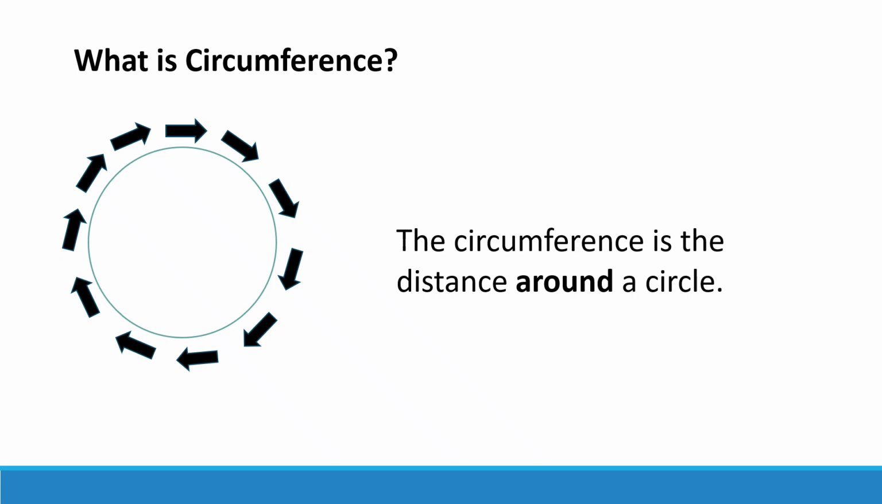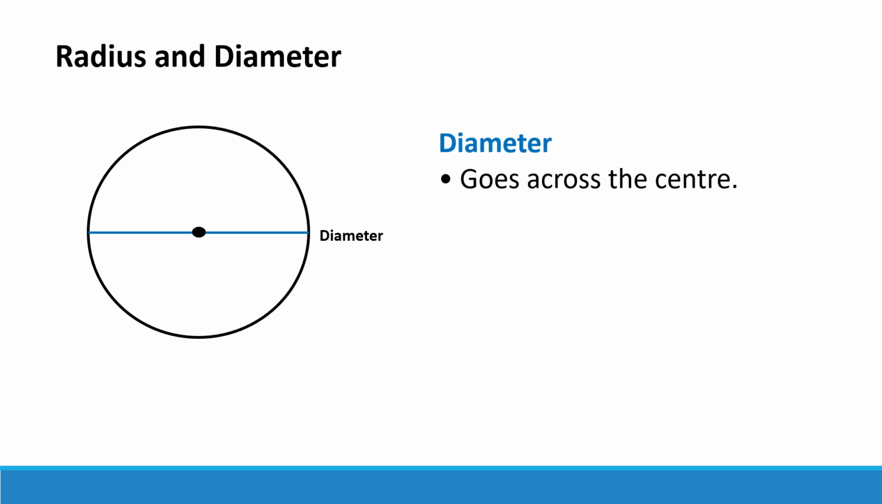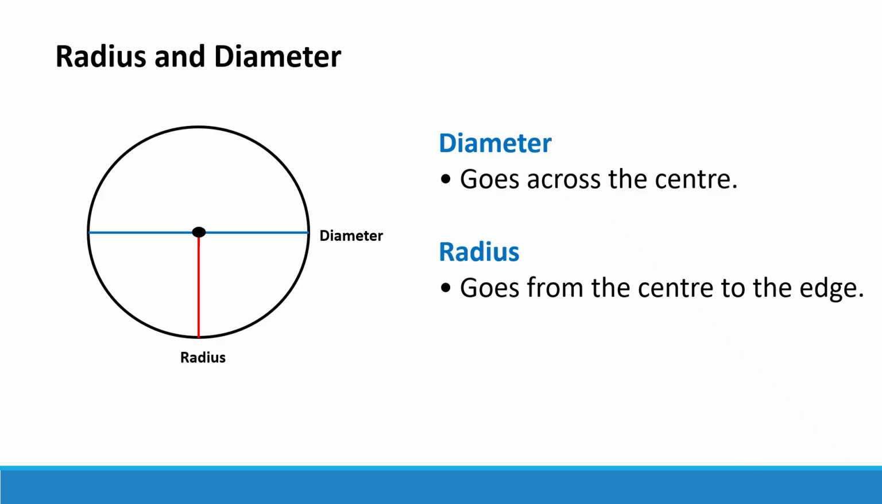Now, let's learn about the radius and the diameter. Now let's look at two important parts of a circle. The blue line is called the diameter. The diameter goes across the center of the circle, from one side to the other. Now look at the red line. This is the radius. The radius goes from the center to the edge of the circle. A diameter is always twice the radius. So remember, diameter equals 2 times the radius. This relationship will help us calculate the circumference of a circle.